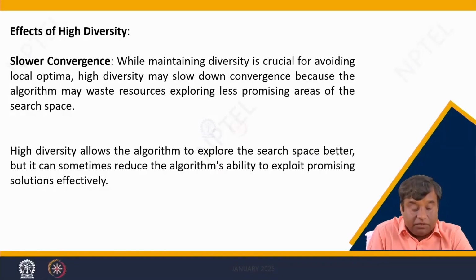Effects of high diversity, slower convergence. While maintaining diversity is crucial for avoiding local optima, high diversity may slow down convergence because the algorithm may waste resources exploring less promising areas of the search space. High diversity allows the algorithm to explore the search space better, but it can sometimes reduce the algorithm's ability to exploit promising solutions effectively.